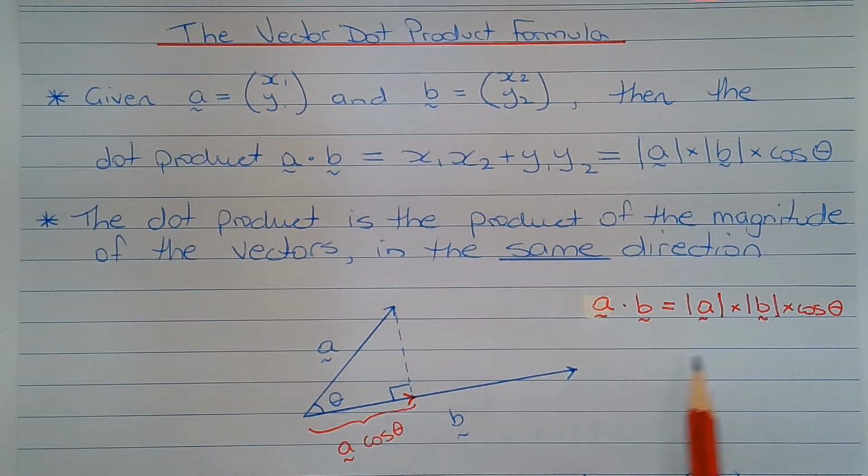And here's an example diagram. There's vector A, there's vector B, and there's the part of vector A that is traveling along the direction of vector B, which is A cos theta. Hence the dot product, vector A dot vector B, is equal to the magnitude of vector A multiplied by the magnitude of vector B multiplied by the cosine of the angle between the two vectors.